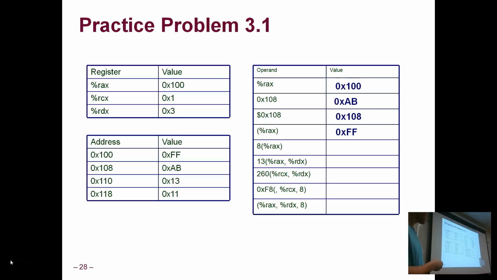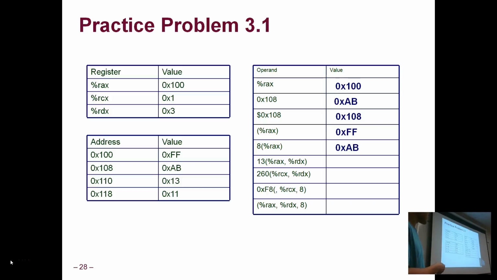The next one is the base plus displacement mode. You use RAX as a base. That's your base address, hex 100. You add 8 to it, makes it hex 108. And then you dereference that. So you go to hex 108, dereference it, and you get AB.